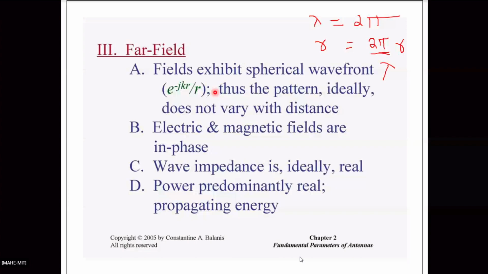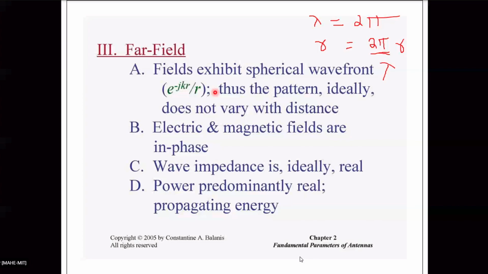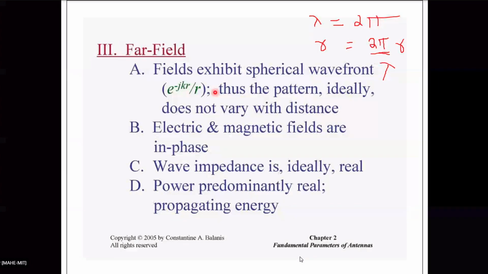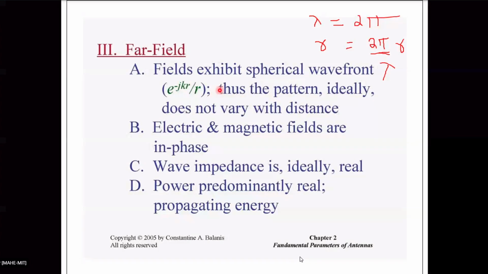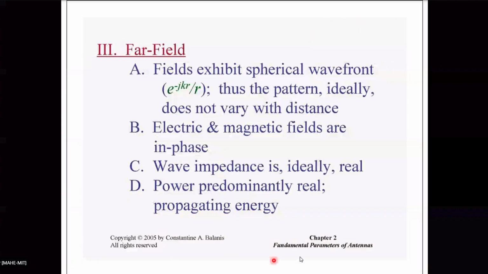Power predominantly real. I told you what is real power and reactive power. When you derive the expression for power, you may get a real term and an imaginary term. The imaginary term is the reactive power. The real term is the real power, which is dissipative, and which is dominant mainly in the far field region. Reactive power is zero, almost zero. We will see that. Now you have to hold on your curiosity for some time. Can I go to the next slide?